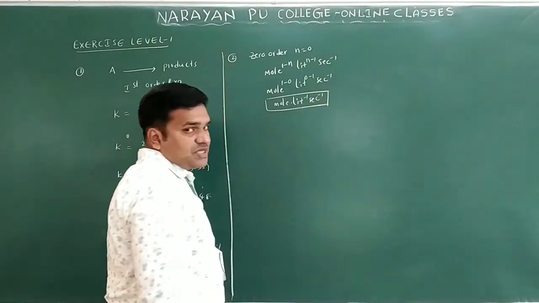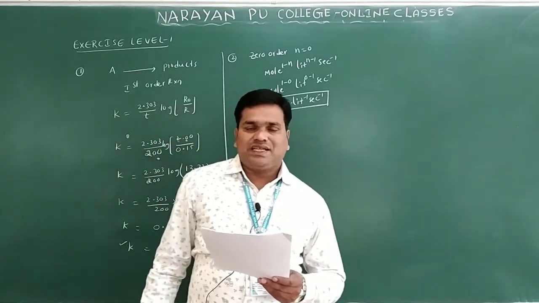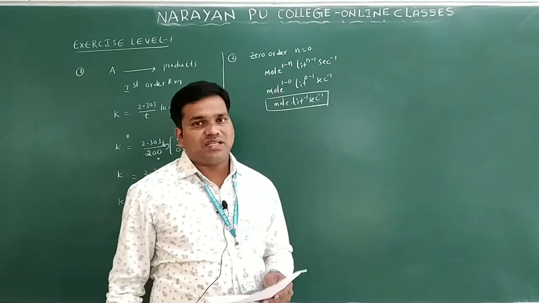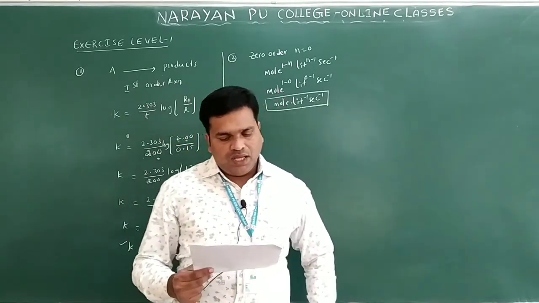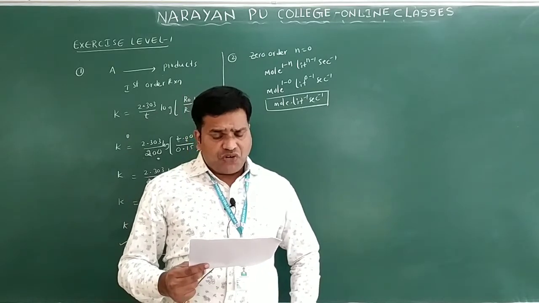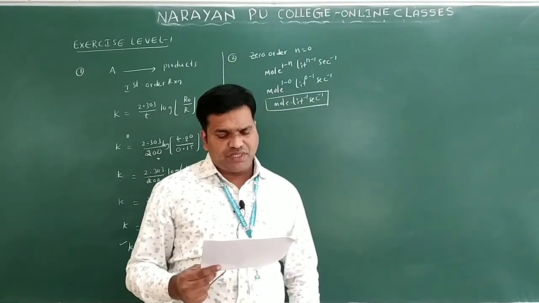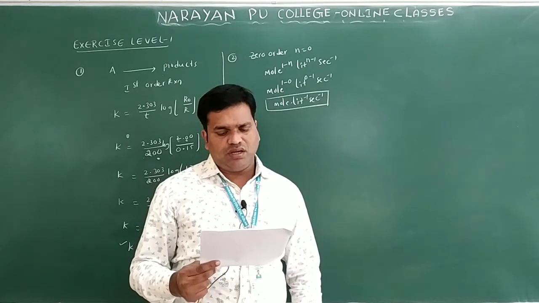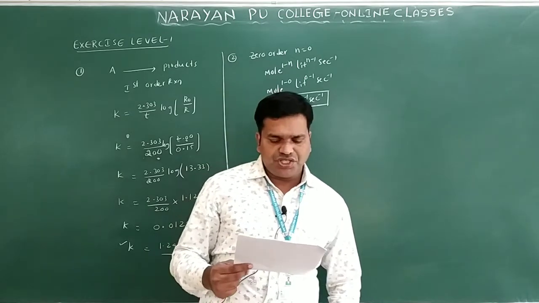Mole, liter inverse and second inverse. But what is given in the first option? Its unit is second inverse. No, its unit is not second inverse. The unit is mole, liter inverse and second inverse. So this is the false statement among those. Second, the graph of the log of reactant versus time is a straight line. All the remaining options are correct.